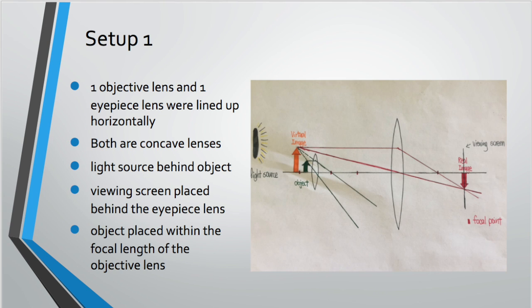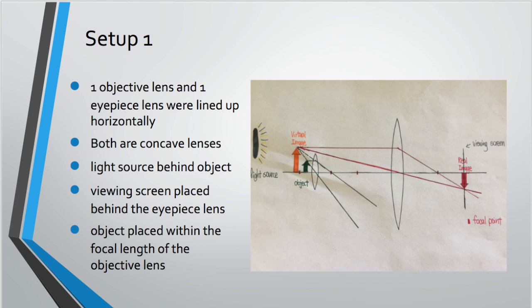For our first setup, we used one objective lens and one eyepiece lens, and they were lined up horizontally. Both of them are concave lenses. As you can see in the picture, the light source was placed behind the object, and the viewing screen was placed behind the eyepiece lens.